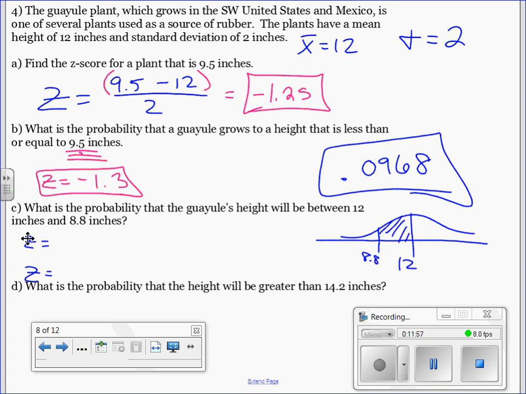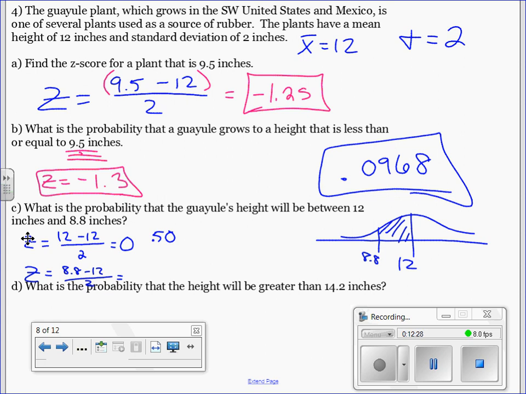But just for kicks and giggles, let's go ahead and actually do the z-score. The z-score of the 12 is going to end up being a 0. And that's why it's going to be a 50% chance of being below 0. If you look up 0 on your z-score standard normal table, it's 50%. Now we'll z-score 8.8. 8.8 minus 12 over 2. No, this one we have to do because we don't know where 8.8 is. We knew where 12 was.